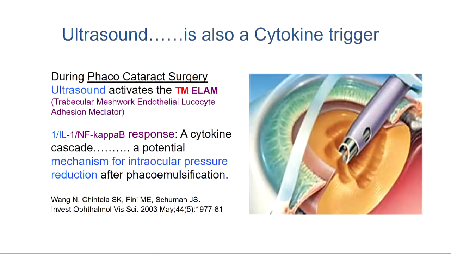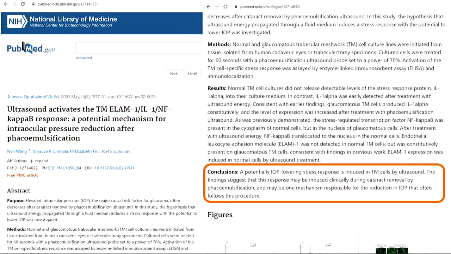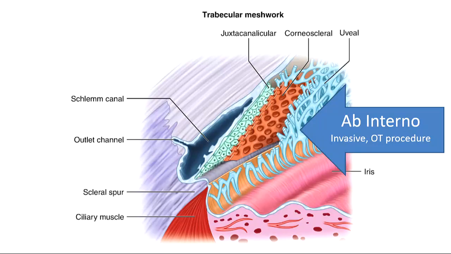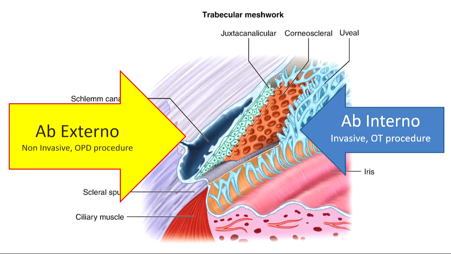Ultrasound is also known to trigger a cytokine cascade which ultimately leads to a significant reduction in intraocular pressure. The cytokine cascade effect induced by ultrasound is exactly the same as that induced by slit lamp laser trabeculoplasty. So we thought that if ab-interno ultrasound in the OT can lower intraocular pressure, can we achieve it by a non-invasive ab-externo approach in the OPD or as an office procedure?